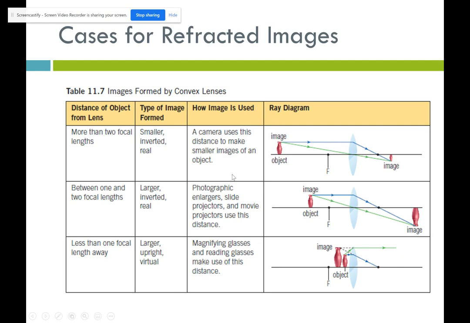So again, you don't have to memorize this. If you would like to double check your work to see if it's more than 2 focal lengths, between 1 and 2, or less than 1, to see if your answer makes sense, that's fine. But I would use this more as a double check. It's more important that you know how to predict or draw those ray diagrams. And as long as you know how to draw them correctly, you'll get the correct answer anyways. Okay? But this is a table in your textbook if you'd like to double check. It's table 11.7 from your textbook.